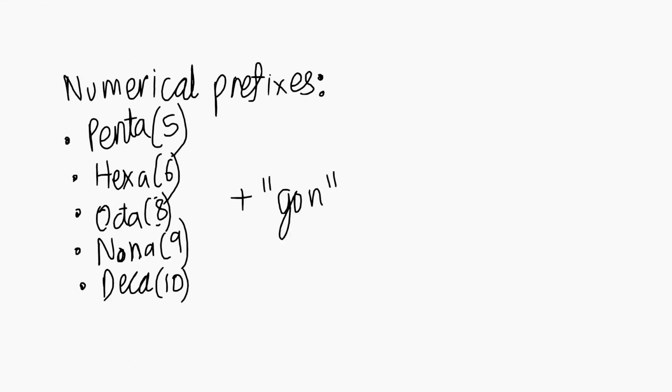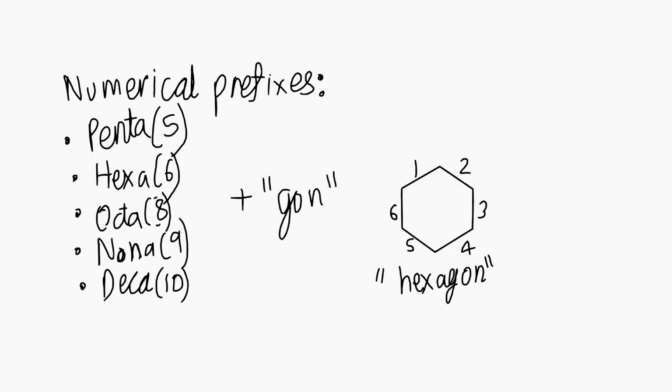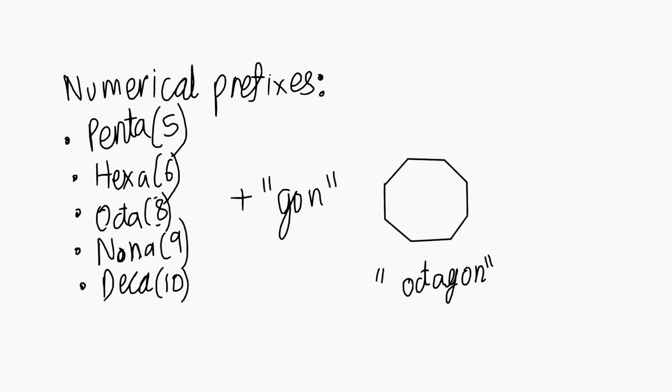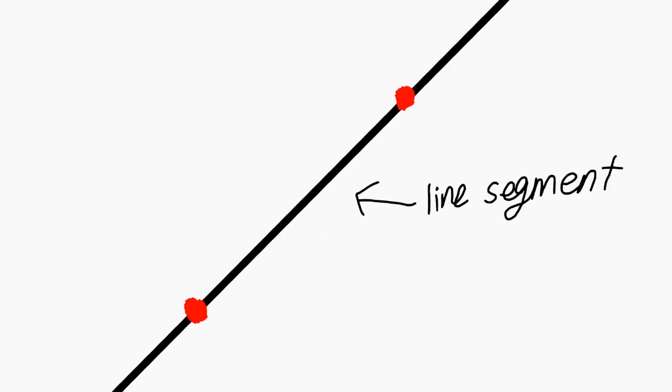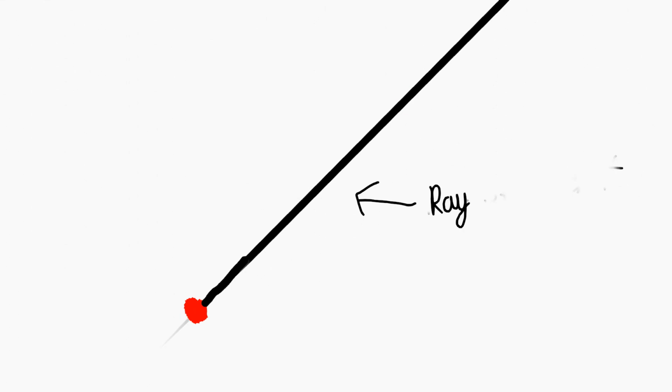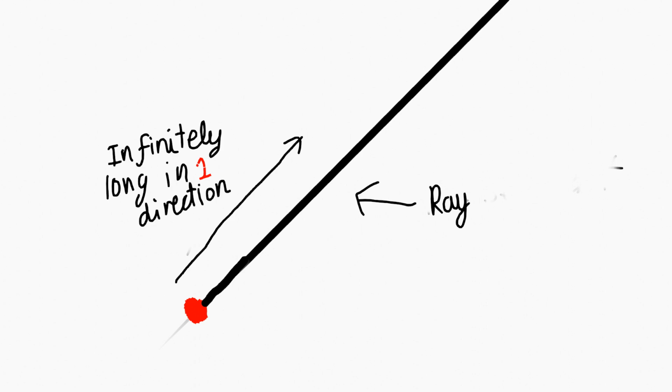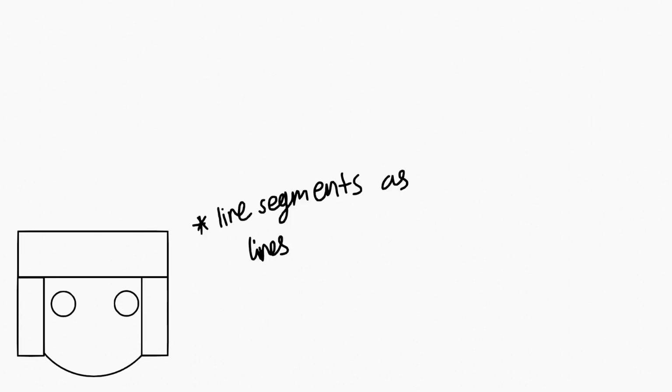Anyway, we use some numerical prefixes and add gon to it to name shapes like pentagon, hexagon, whatever. A line can be stretched infinitely and a line segment is part of a line. A ray is also a part of a line, but it's half of a line. And I'm sorry that I called them lines before.